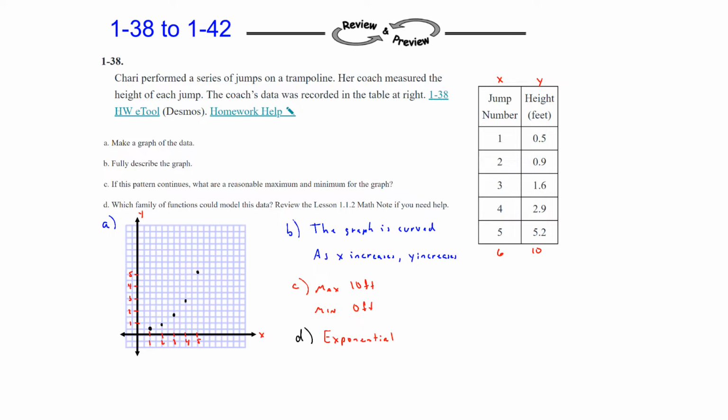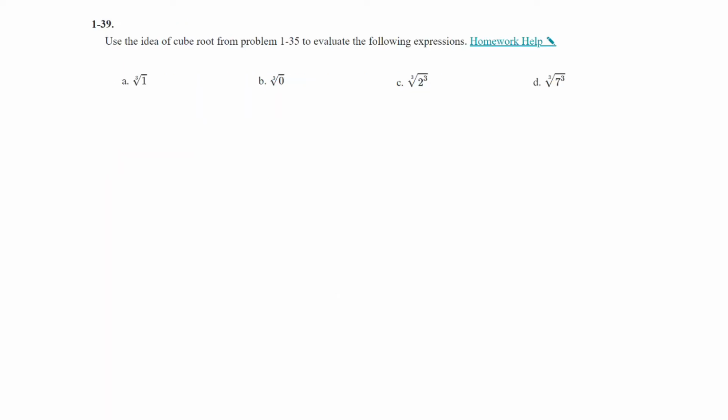And so now we've gone through all 4 pieces of the question. Question 39. Use the idea of cube root from problem 1-35 to evaluate the following expressions. So once again, go back to 1-35. And what does a cube root mean?